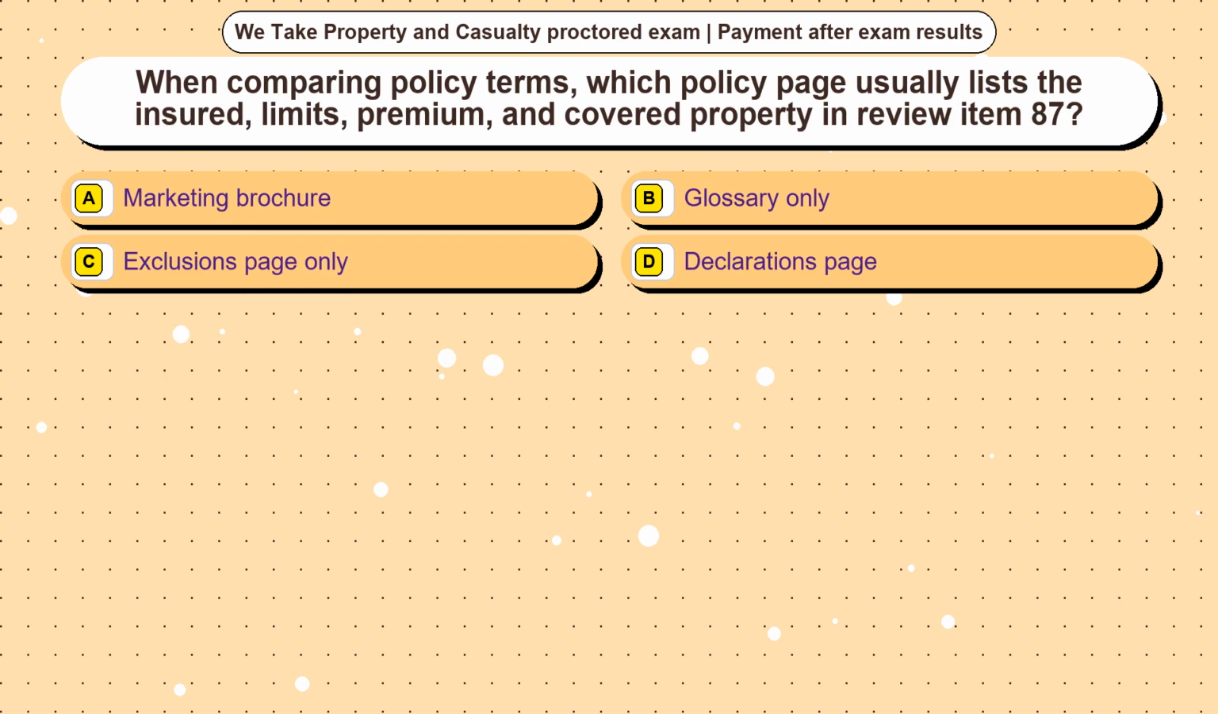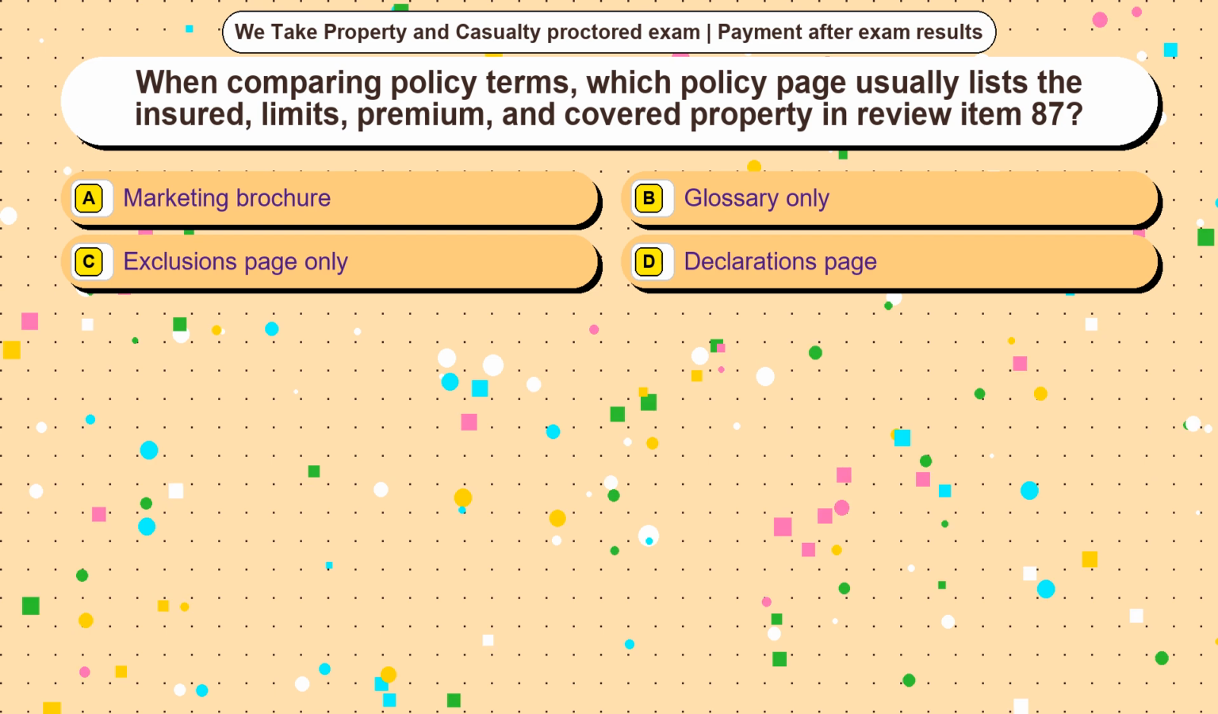Question 6. When comparing policy terms, which policy page usually lists the insured, limits, premium, and covered property? Option A, the marketing brochure. Option B, glossary only. Option C, the exclusions page only. Option D, declarations page. The correct answer is option.